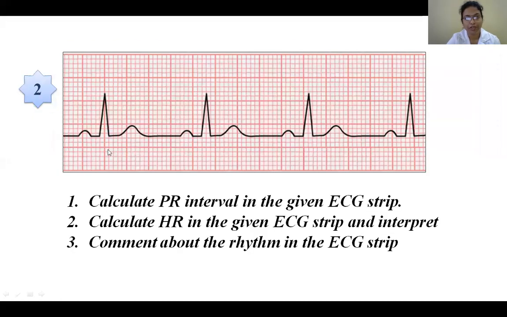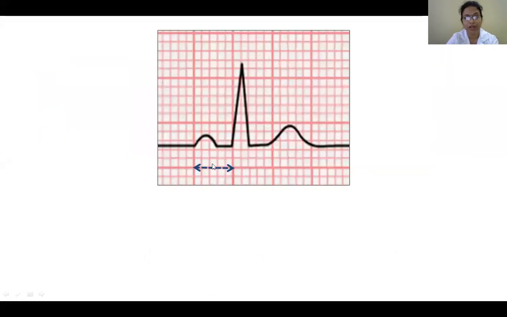Question number 2. Now in this ECG strip, we are supposed to calculate PR interval, calculate heart rate, and add a comment about the rhythm. I have just magnified this wave. So if you start counting, PR interval is from the beginning of the P wave till the beginning of QRS complex. So if you count these boxes, from this point to this point.